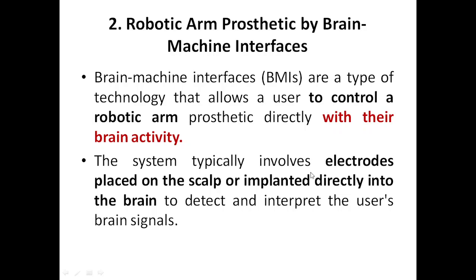The system typically involves electrodes placed on the scalp or implanted directly into the brain to detect and interpret the user's brain signal. Based on the brain signal interpretation, with the help of the signal transduction study we did yesterday, we are introducing the electrodes on the scalp, or you can directly implant them inside the brain, so that whatever the brain tells us to do, the robotic arm should do.